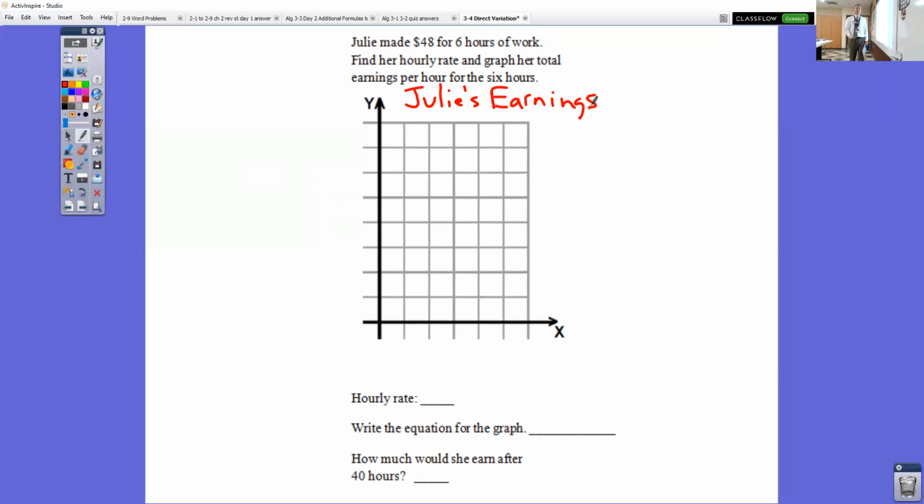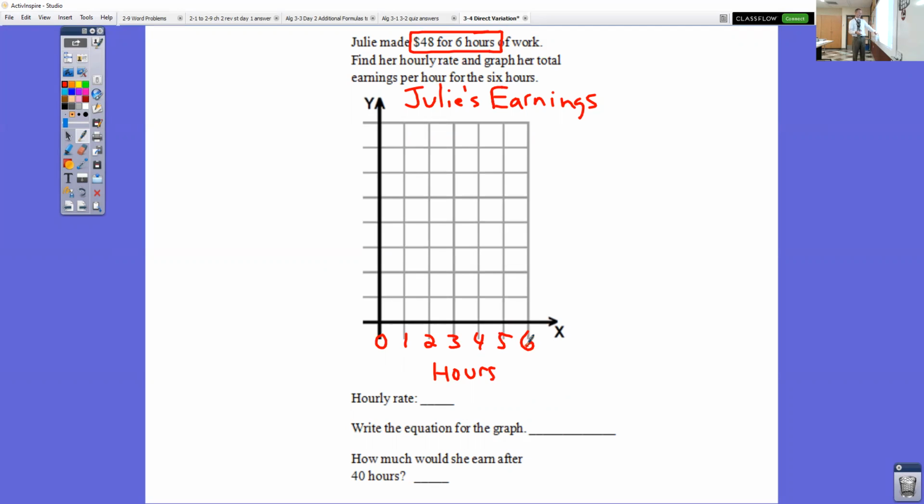Now, when you go to label your axes, we always want units of time at the bottom. So our unit of time, she made $48 for 6 hours of work. We're going to put time along the bottom of our graph. And because it says 6 hours, we don't need to figure out what 7 or 8 or 9 hours are, but we're always going to start at 0 at the big, thick black line. And then we're going to count by ones here. So 0, 1, 2, 3, 4, 5, and 6. We don't need to go any farther because the word problem says 6 hours. If it said 10 hours, then we keep on going to 10.